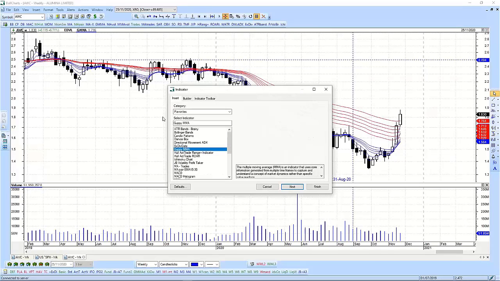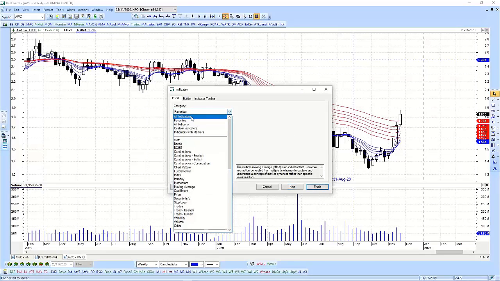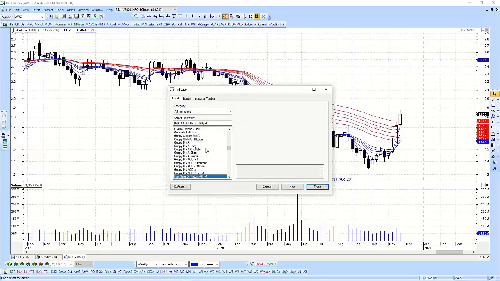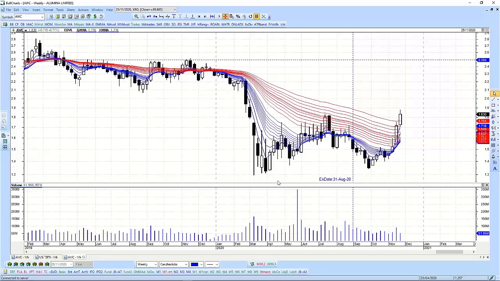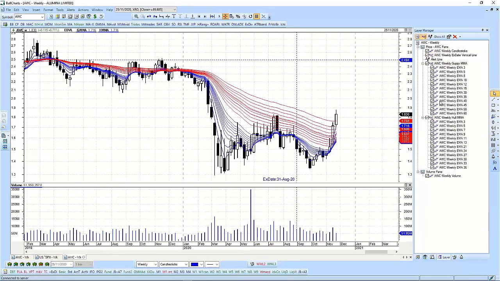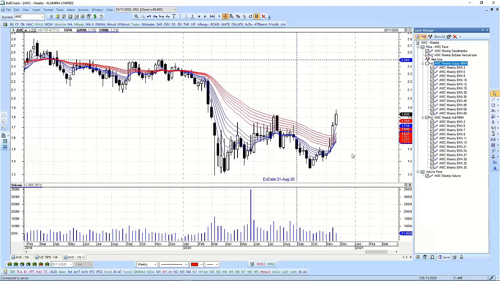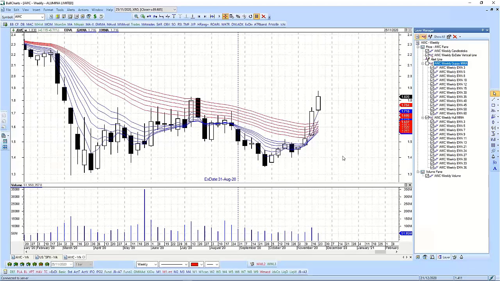I think the Hull, let's just have a look here, all indicators, go down to H for Hull. I think we've got Hull multiple moving averages here too. Next, put that on the price, yes. Now, I'll just temporarily go to my layer manager and hide the Guppy moving averages. There's the Hull ones on a weekly chart.